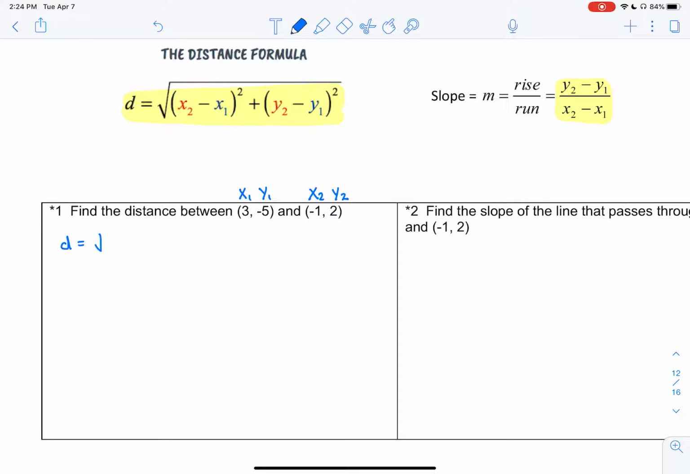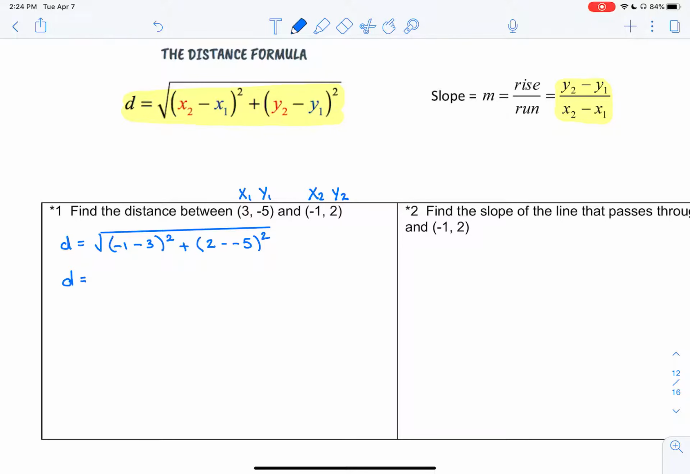So the distance is equal to the square root of the second x value, -1, minus the first x value, 3, and then we square that, plus the second y value, which is 2, minus the first y value, which is -5, and we square that. Then we take this whole thing as a square root. So that is the setup of the formula. Now we're going to go through and simplify.